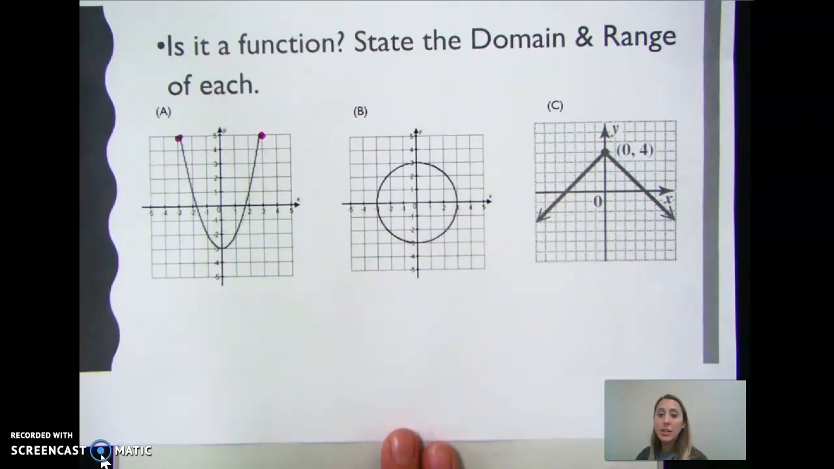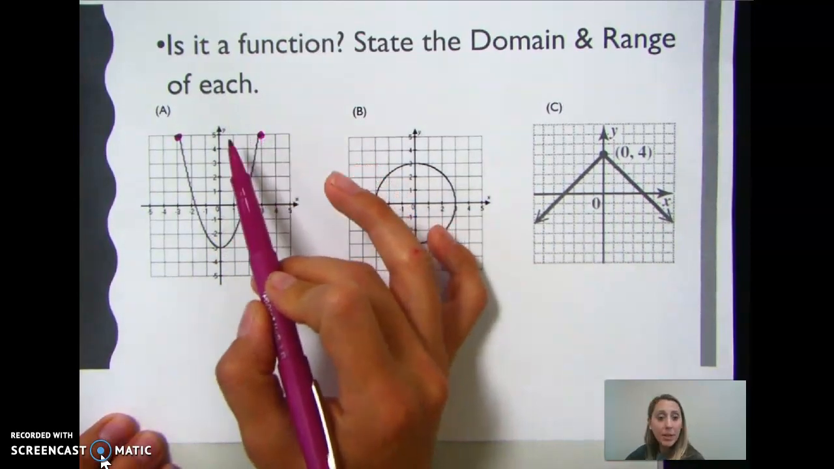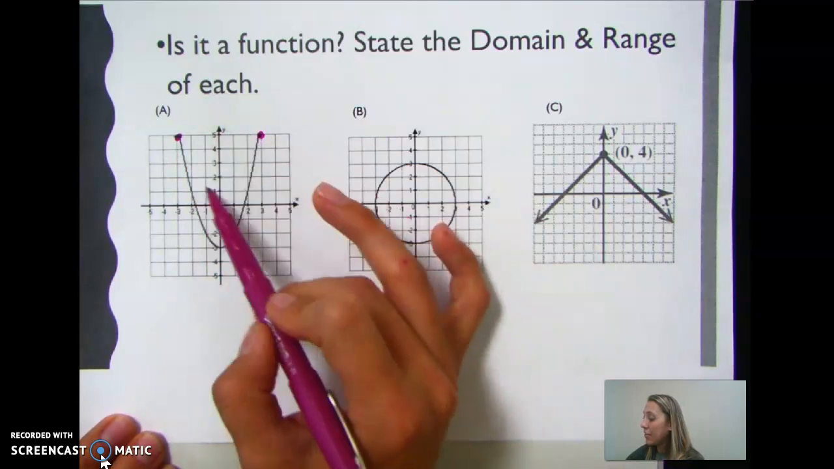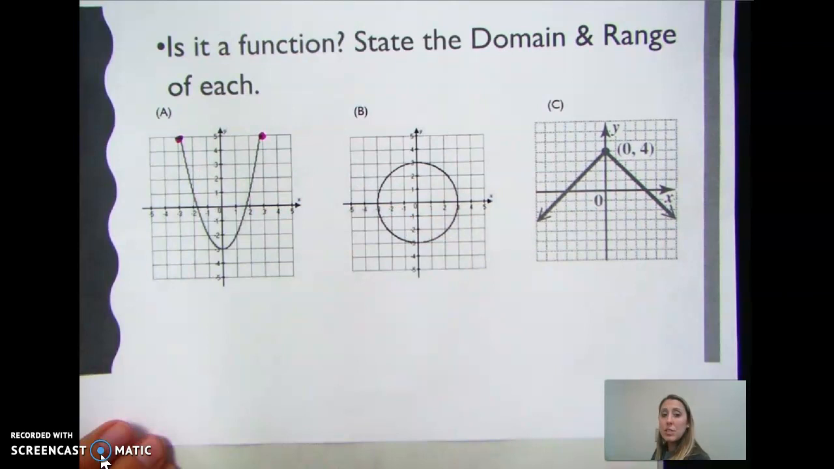Okay, so now we're going to look at them graphically, and I'd like to show that this parabola right here ends at negative 3, 5, and 3, 5. Those are closed, they're not arrows.